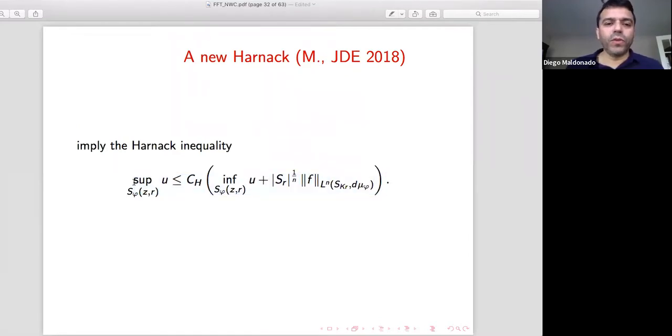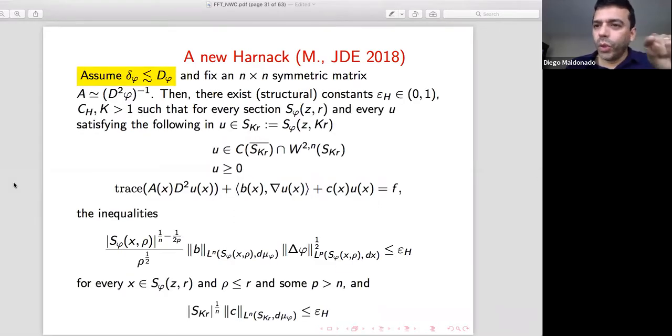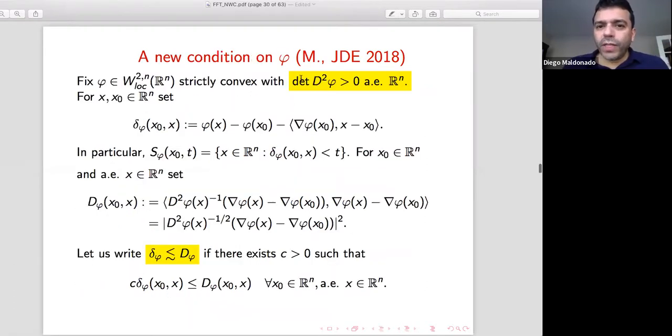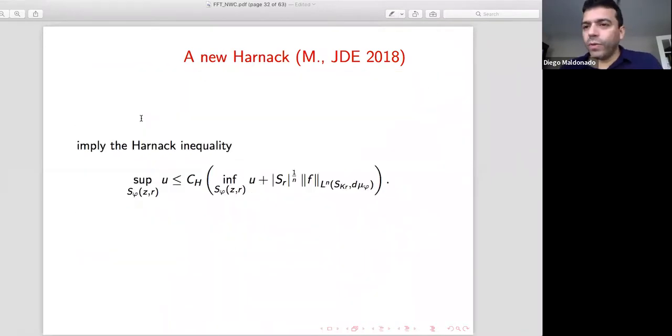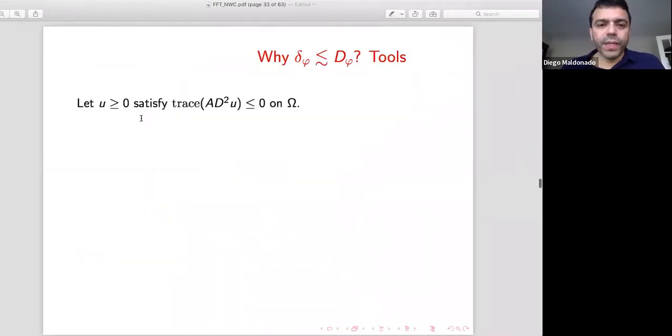And you see now you have the supremum, and it's controlled by the infimum, and there is another quantity here coming from the source F. All right. So the point is that this new condition is flexible enough to allow for determinant positive almost everywhere. And it gives you Harnack inequality. Right?